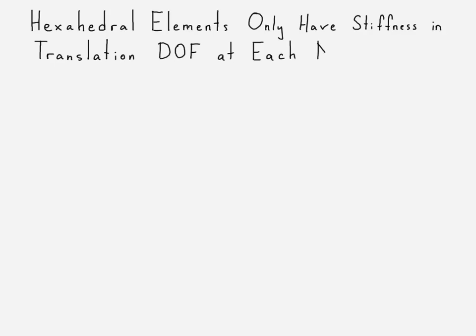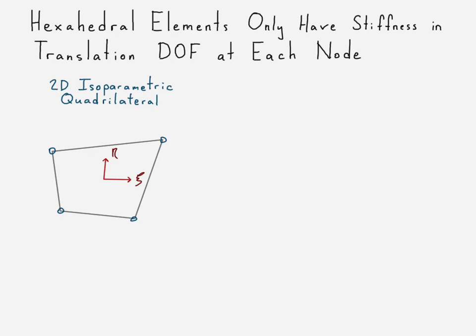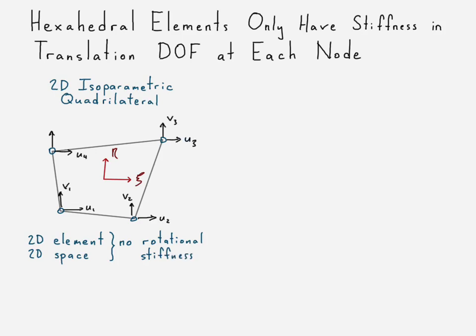All right, so next is investigating what types of degrees of freedom each node has in the hexahedral element, specifically what types of stiffness is present at each node. And just like our 2D isoparametric quadrilateral element, since it is a 2D element in 2D space, no rotational stiffness is necessary. And so that means that there is only translational stiffness at each node.